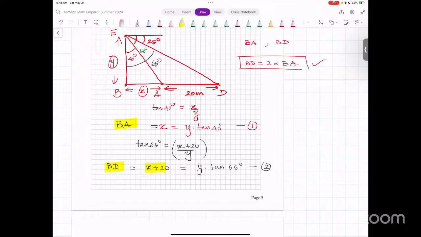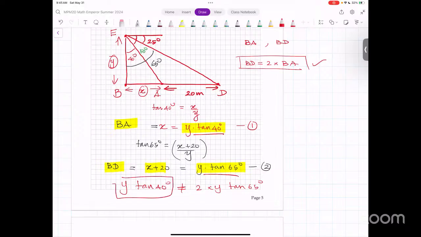Okay. Now let's look at these two numbers. BA is y tan 40. The other one, y tan 65. But we can clearly say y times tan 40 is not equal to 2 times y times tan 65. There's no way this will be equal, because you've got y tan 40, and this time you've got y tan 65. Tan 65 and tan 40 are not the same number. They're not half of each other. So you can conclude your friend is not right.